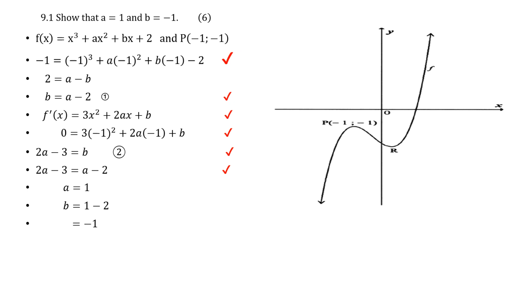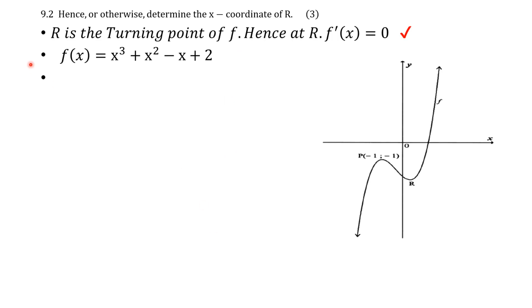Right, let's go to the next question. Hence or otherwise determine the x coordinates of r. Alright, so we know r is the turning point of f. So hence at r we have to find the first derivative and make it equal to 0. My equation, after they told me that a is 1 and b is minus 1, would read f of x equals x cubed plus x squared minus x plus 2. So this equation I have to find the first derivative.